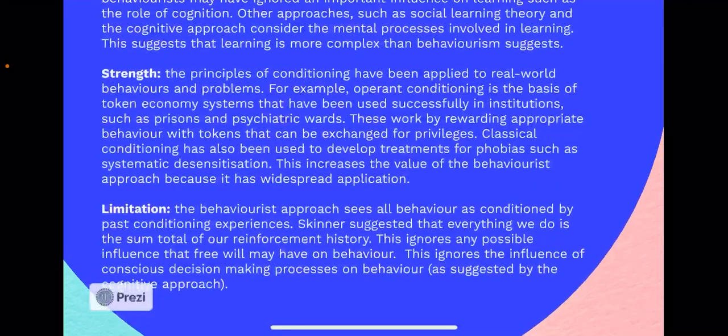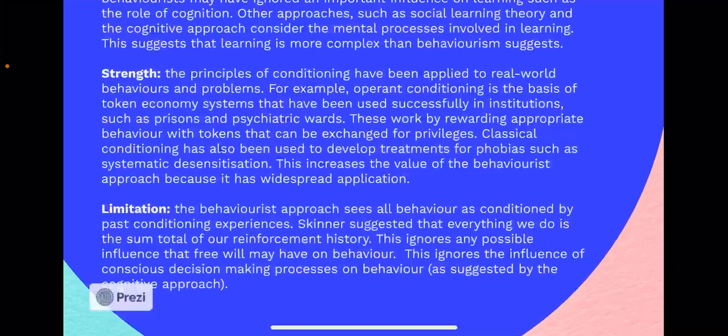Second strength. The principles of conditioning have been applied to real-world behaviours and problems. For example, operant conditioning is the basis of token economy systems. These have been used in prisons. You've learnt this in forensics, so it's a really good one for us to use for revision. These work by rewarding appropriate behaviour with tokens that can be exchanged for privileges. So you've got that positive reinforcement there.